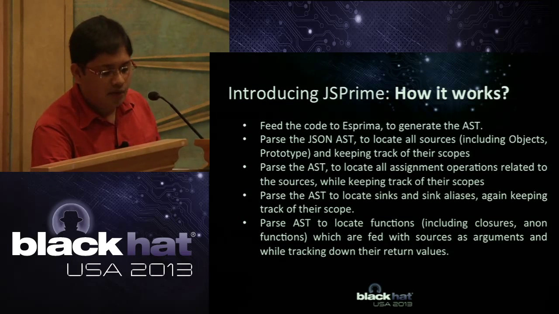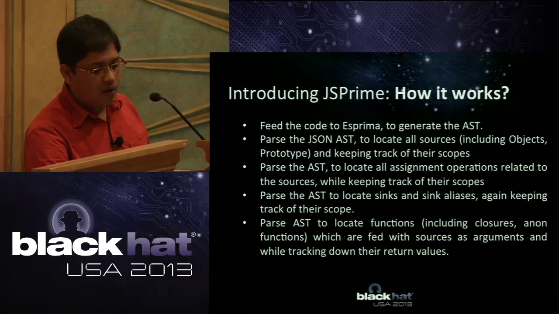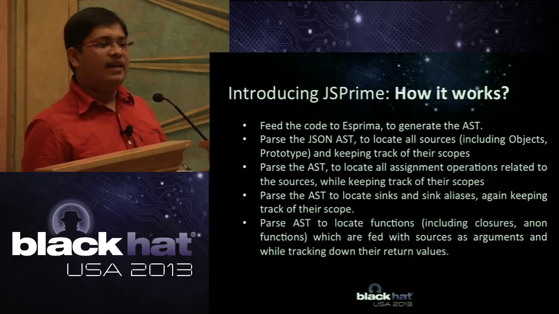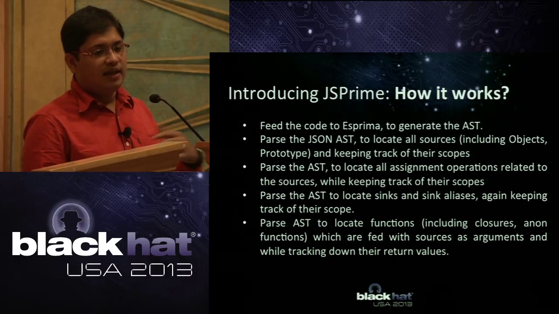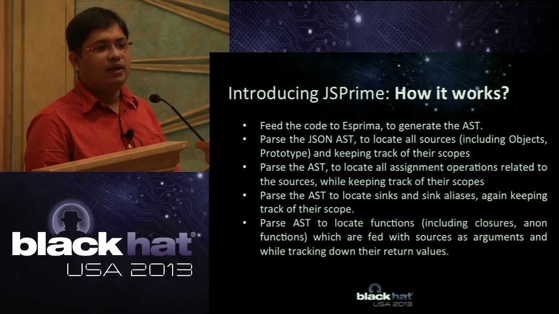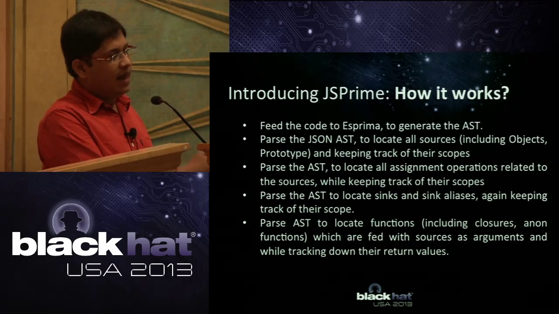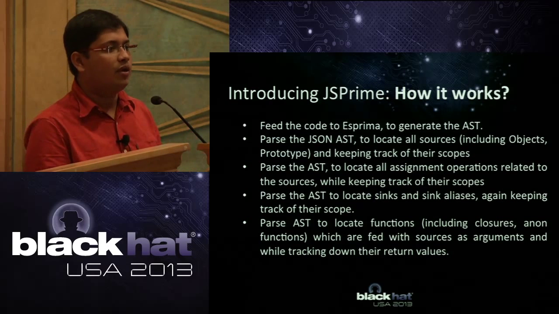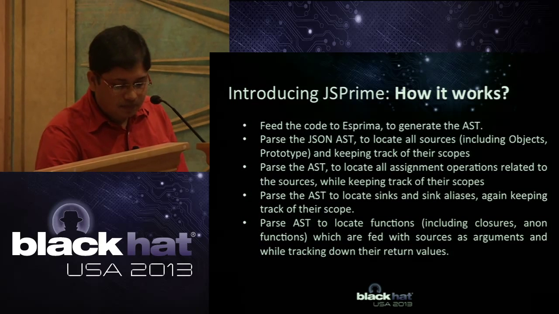Then thirdly, we parse the AST to locate all assignment operations. For example, there might be code snippets where direct assignment from source to sink is not happening. What they are doing is taking an intermediary step where the DOM API is assigned to another variable, a third-party variable, and that variable goes to the sink. So we keep track of those assignments as well, also keeping track of the scopes.